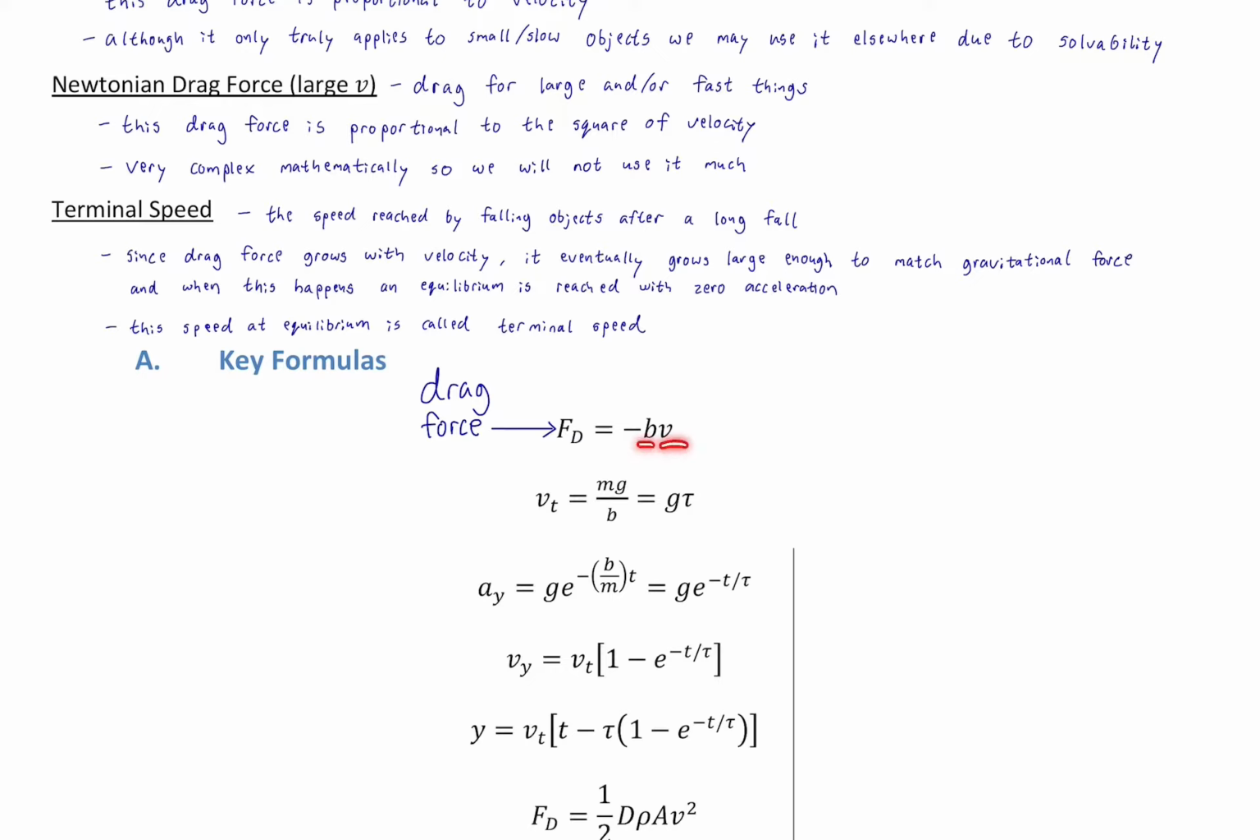It's B times V. Well, what's B and what's V? B is the drag coefficient. It has units of kilograms per second, all right? So mass per time. It's just how draggy this situation is. It is derived from a combination of the fluid properties that are creating the drag in the first place, the shape of the object, and so on.